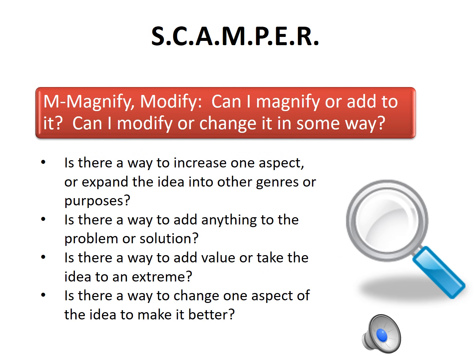The M in SCAMPER stands for magnify or modify. Can you magnify or add to it? Can I modify or change it in some way? There are 4 really good questions you could ask here, including: is there a way to increase one aspect or expand the idea into other genres or purposes? Is there a way to add anything to the problem or solution? Is there a way to add value or take the idea to an extreme? And is there a way to change one aspect of the idea to make it better?